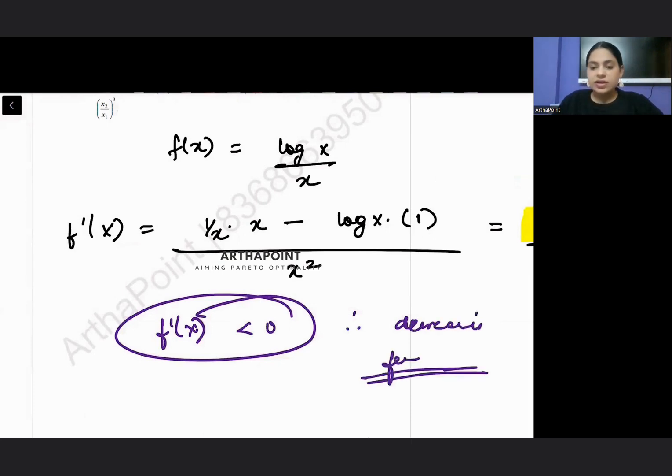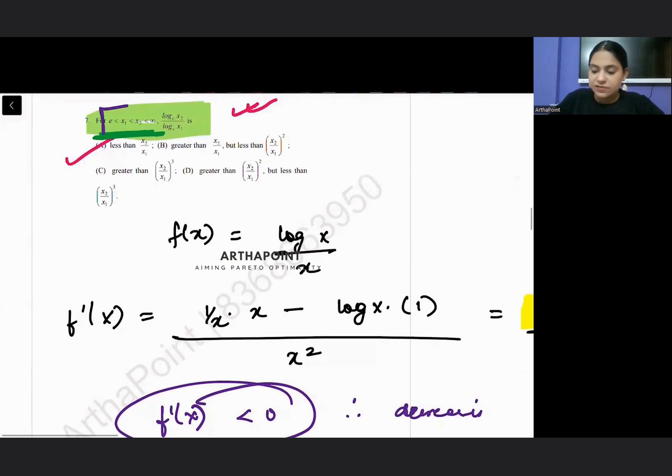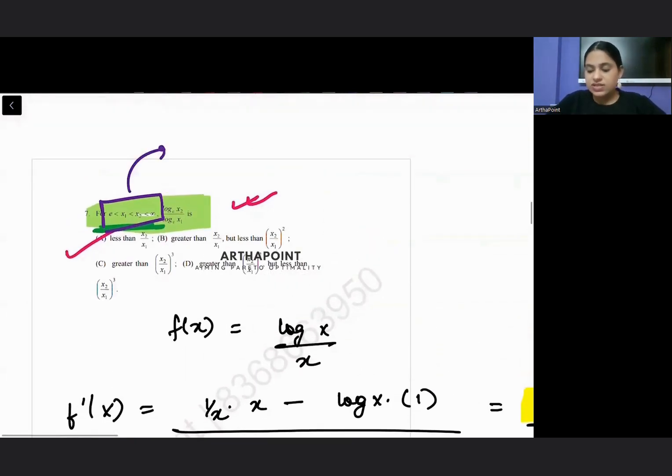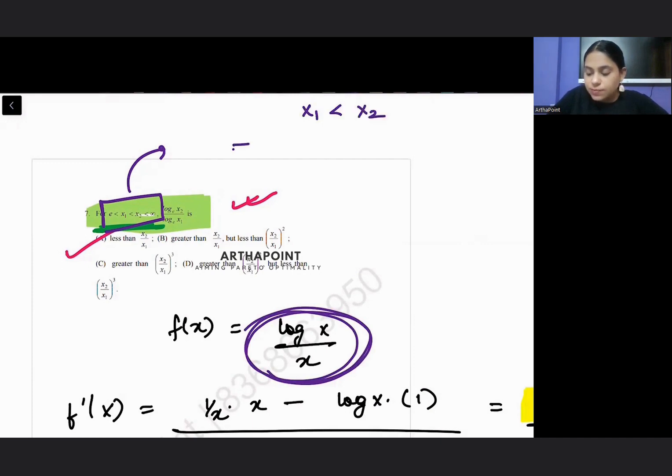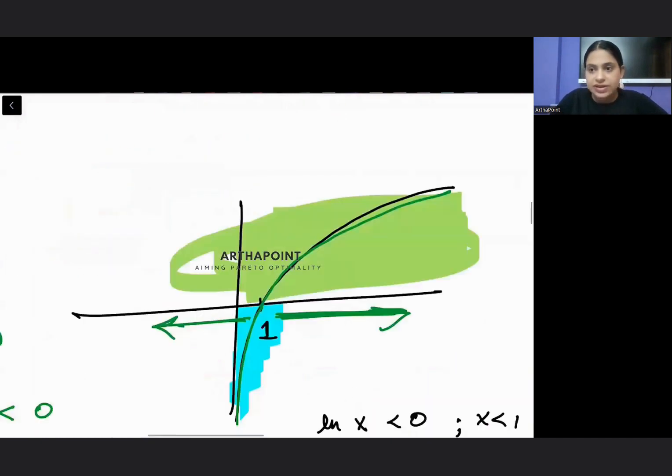In whatever is given to you, it is a decreasing function in this case. Now, if we assume that this is a decreasing function, and we're not assuming, we're proving that log x by x is a decreasing function, then beta, if x1 is less than x2, so what is the property of any decreasing function?